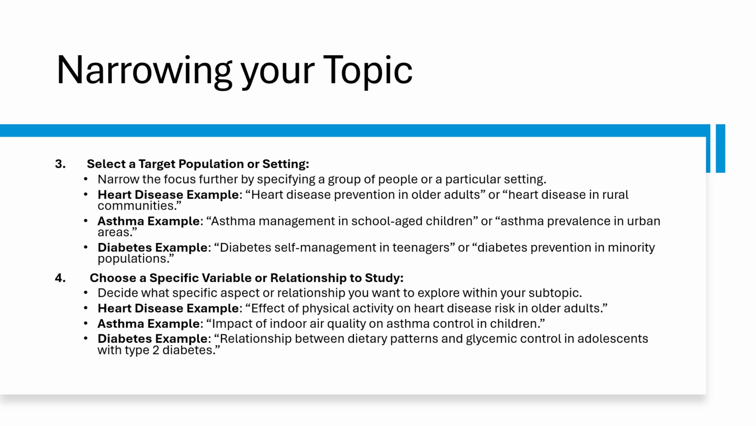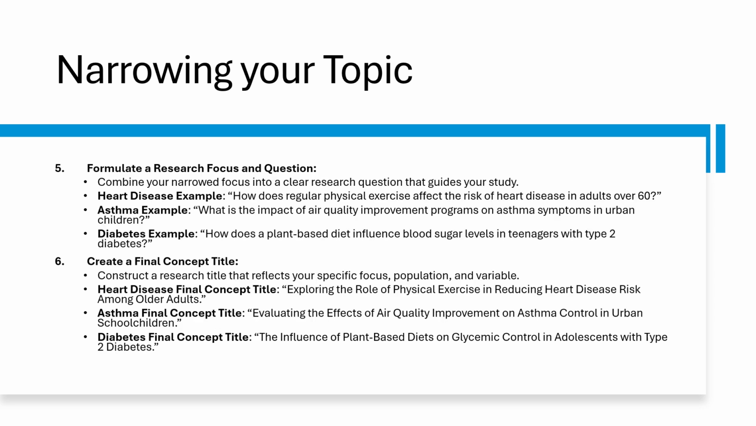Okay, so also choose a specific variable or relationship to study. Decide what specific aspect or relationship you want to explore within your subtopics. For example, the effect of physical activity on heart disease risk in older adults. Okay. So also formulate a research focus and questions. Combine your narrowed focus into a clear research question that guides your study.